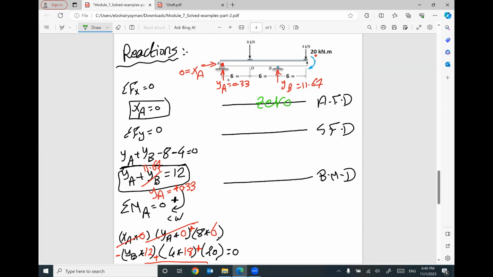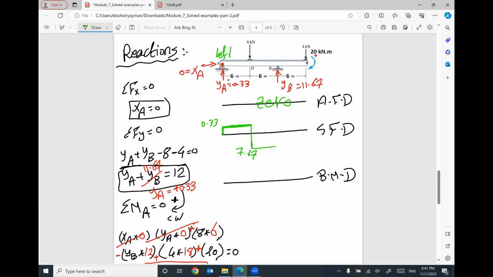For shear force diagram, I will play the game, but I have to start from my left. At the beginning of the beam, I have YA going up, so I'm gonna go up a little bit, 0.33. Then I'm gonna move forward until you hit 8. This 8 will move you down until, I think, 7.67. Remember, you are up at 0.33. If you moved it down 8, I'm gonna reach 7.67.